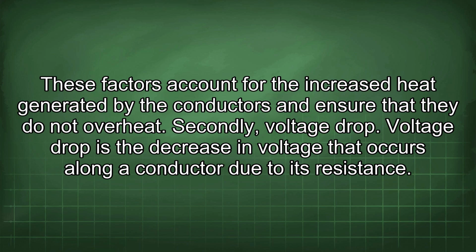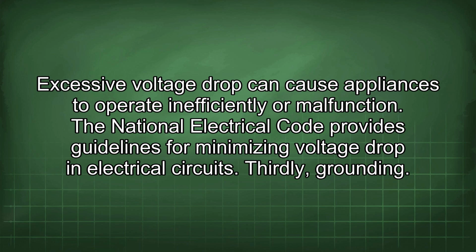Secondly, voltage drop. Voltage drop is the decrease in voltage that occurs along a conductor due to its resistance. Excessive voltage drop can cause appliances to operate inefficiently or malfunction. The National Electrical Code provides guidelines for minimizing voltage drop in electrical circuits.